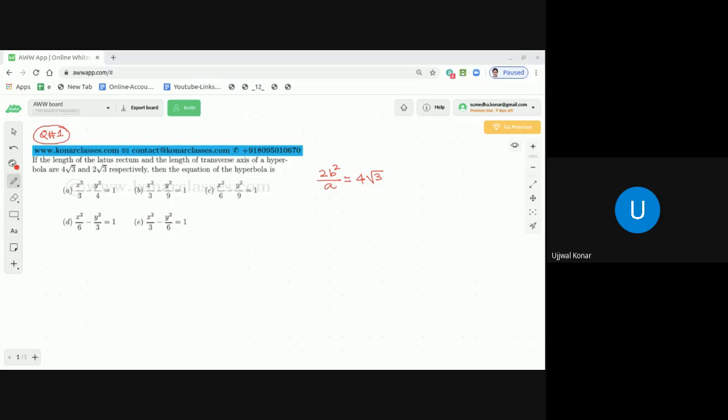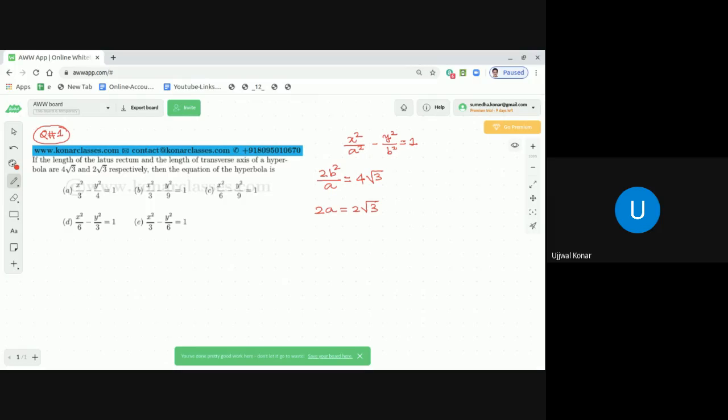And dear students, what is the length of the transverse axis? The length of the transverse axis is 2a, and that is equal to 2 root 3. So 2a is equal to 2 root 3. Whenever I write this, we assume that the equation of the hyperbola is x square by a square minus y square by b square equal to 1. This is the equation of the hyperbola we have assumed.